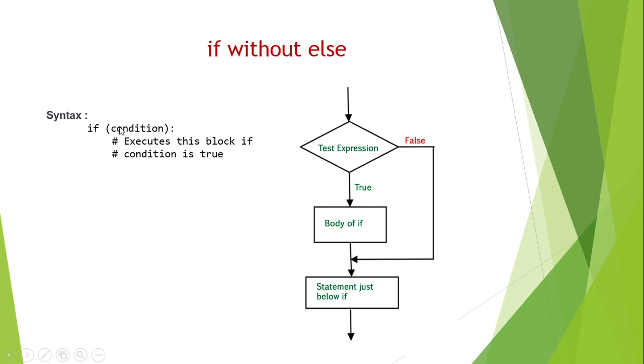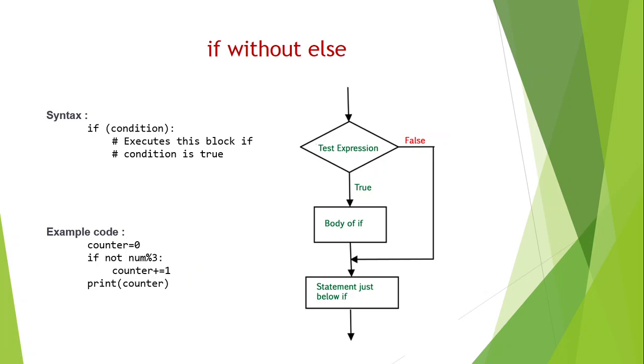Syntax would be like this: if simply a condition, and the block of if which should be executed in case this condition evaluates to true. And skipping the else, we don't need to write the else part here, and we won't even get an error for this. Then example code. Mostly this should be used.